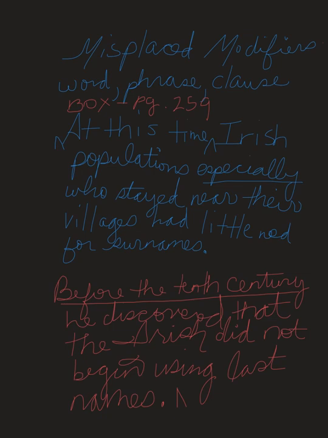All right, another example here. Before the 10th century, he discovered that the Irish did not begin using last names. Okay. It's not saying that he discovered this before the 10th century. What it's saying is he discovered that the Irish did not begin using last names before the 10th century. Okay, and if you had this sentence in context, it would help a little bit more, okay, to know exactly what it is and what it is not saying.